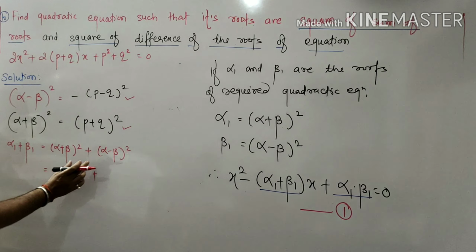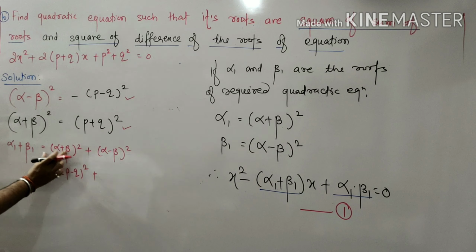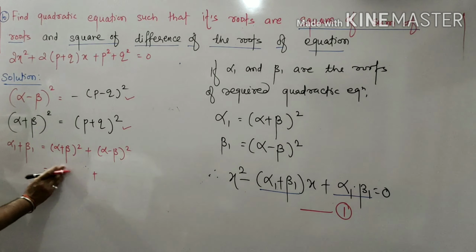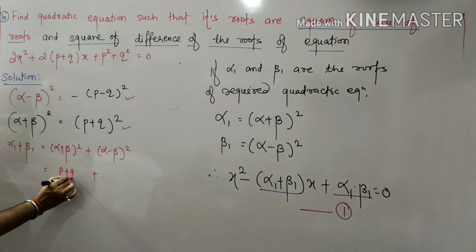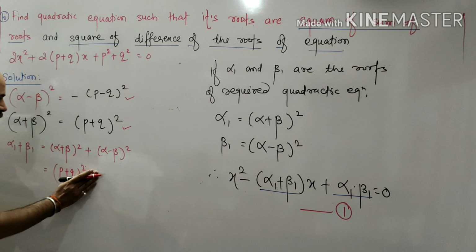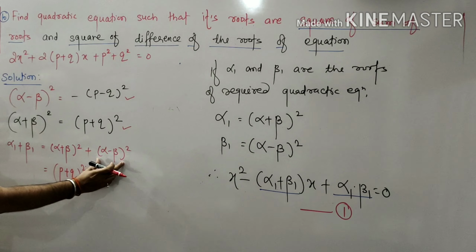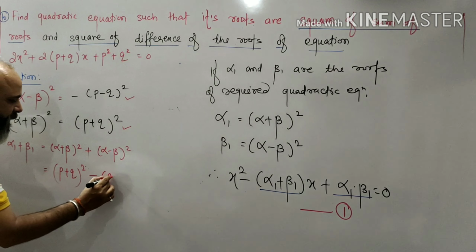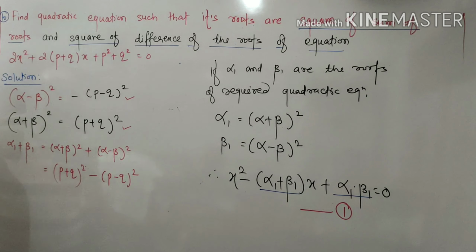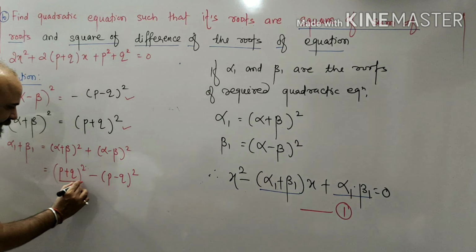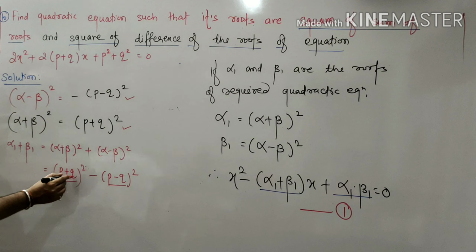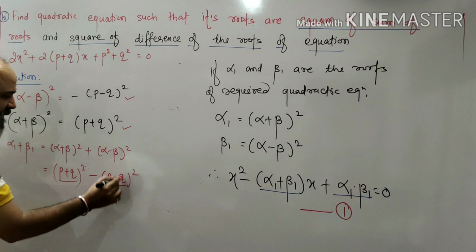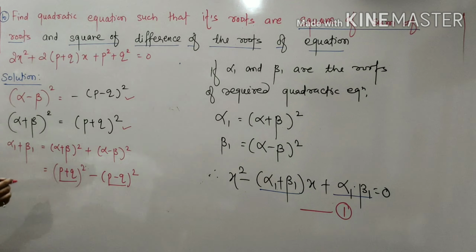Alpha plus beta the whole square is what? P plus Q the whole square. And what is alpha minus beta the whole square? Alpha minus beta the whole square is minus P minus Q the whole square. Okay, student. If you assume this as A and this as B, then it is A square minus B square.